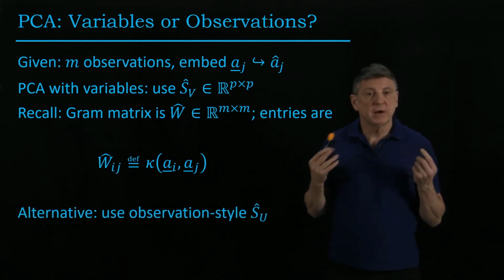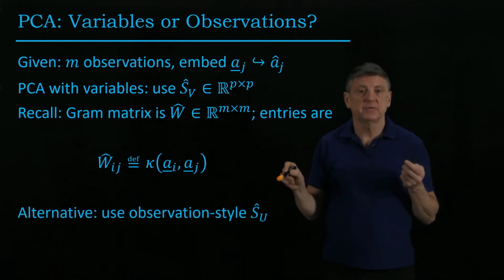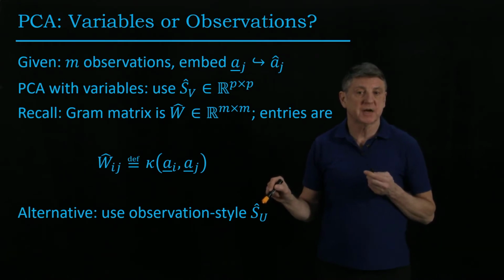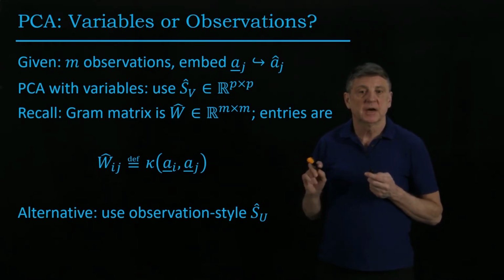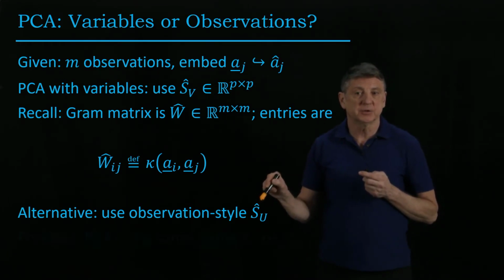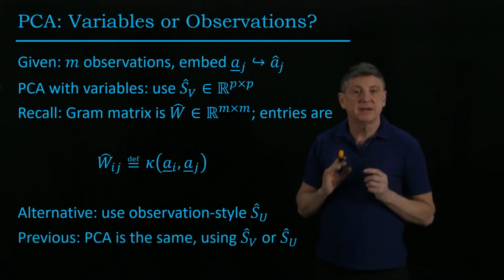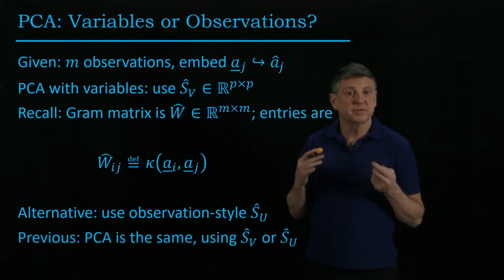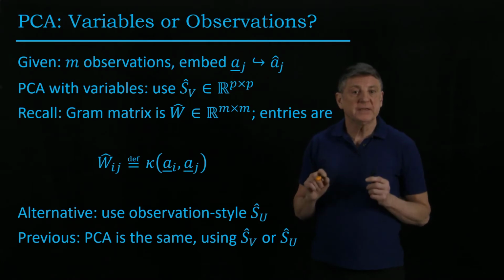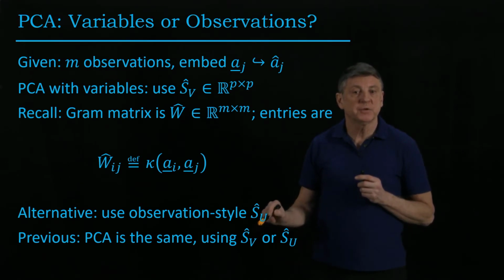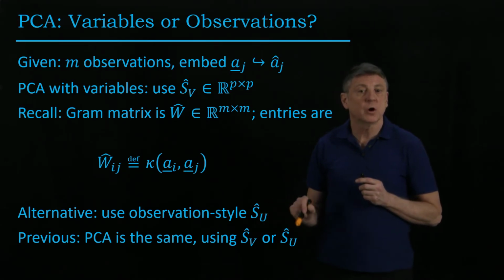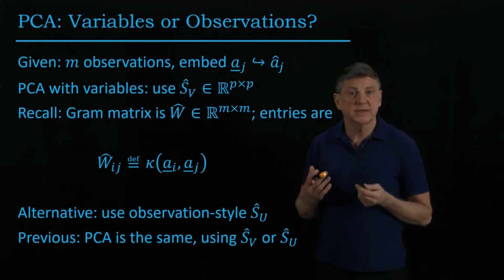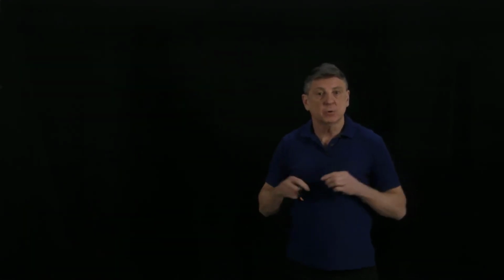And so now we can explore this alternative of using the observation style scatter matrix that is associated with the embedding. And the valuable thing that we understand from a previous session is for PCA, it doesn't matter whether we use variable style scatter or observation style scatter. We're going to get the same answer. So let's try working this out.